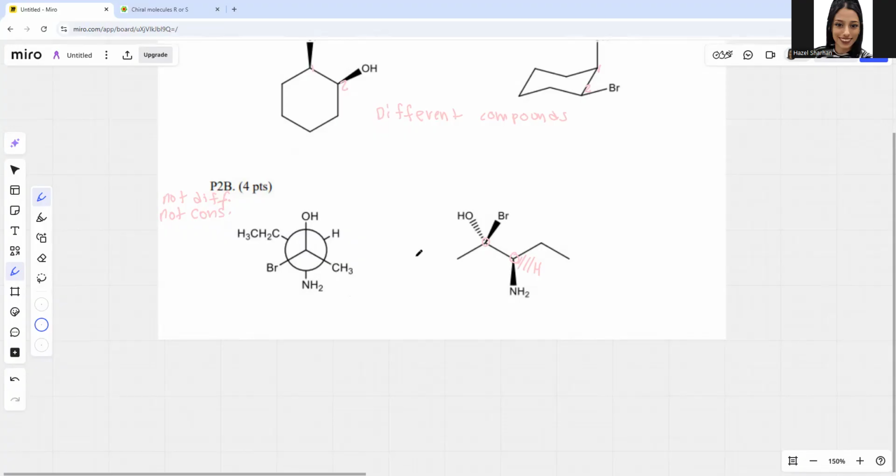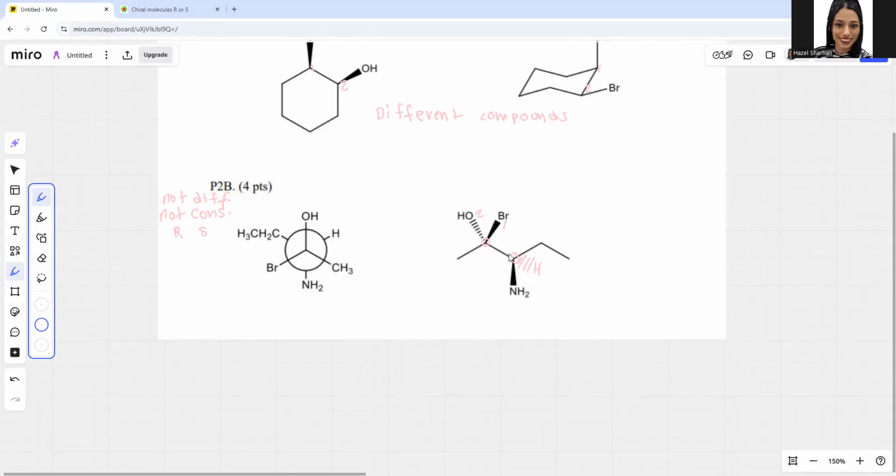Okay. Then the next thing we want to do is figure out, are these the same? And the quickest way to do that is to assign R and S configurations for each chiral center. So let's assume this is our first one, and we're going to take a look at it. We're going to do prioritizing, or assigning numbers, based off of their atomic number. So bromide here is going to be our first priority because it has a larger atomic number. This is directly connected to oxygen, which is going to be our second priority.